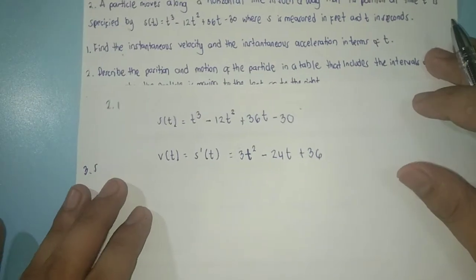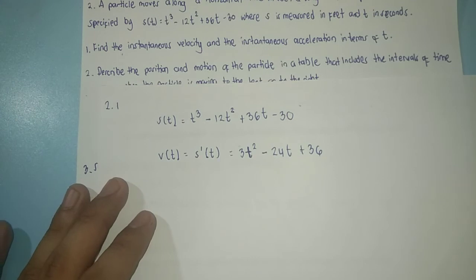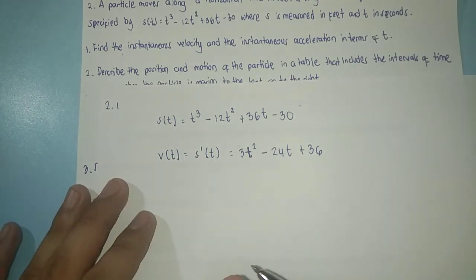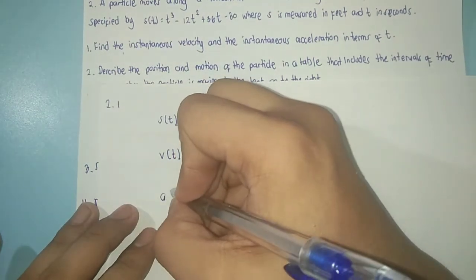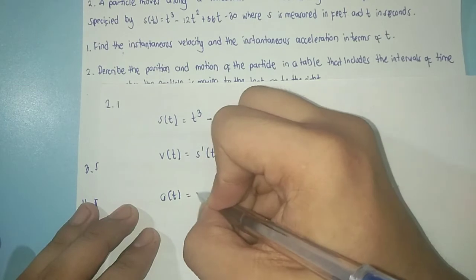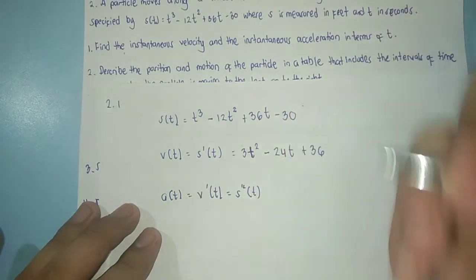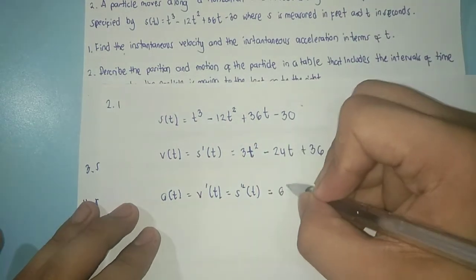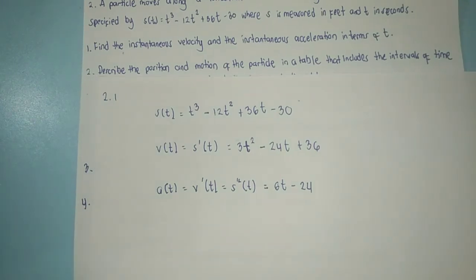Instantaneous velocity. Then, for instantaneous acceleration, so kukunin lang natin yung derivative ng velocity or also the second derivative of the position. Okay? So, acceleration, that is the derivative of velocity or the second derivative of the position of the particle. This is equal to 6t minus 24. Okay? So, yan lang. Ganyan lang kasi yung plane number 1.